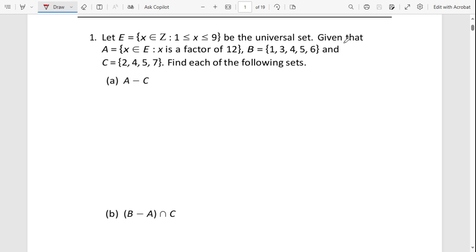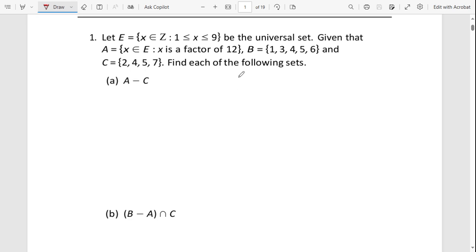And then we've been told that A is x, a member of the universal set, such that x is a factor of 12. And then we have B, which is 1, 3, 4, 5, and 6. So let's first write all our sets here.